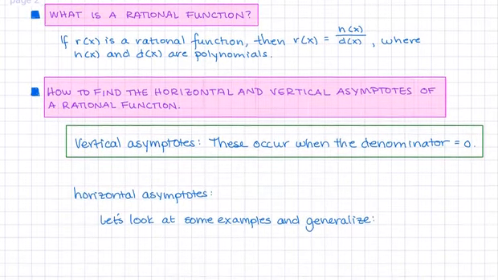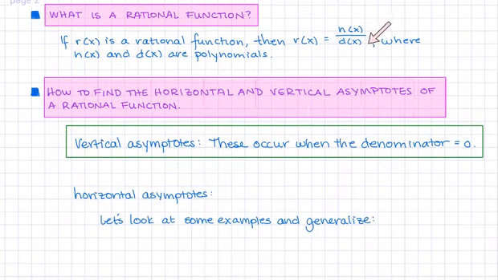So let's talk about what a rational function is. There's really nothing special to it. A rational function is simply a polynomial over a polynomial. That's it. That's why it's coming after our polynomials unit. So when you divide two polynomials, you create a rational function.